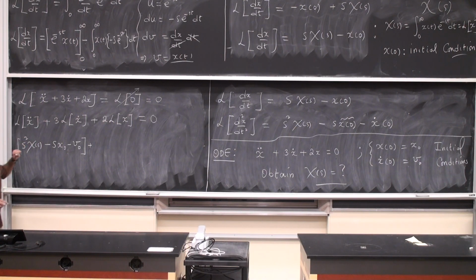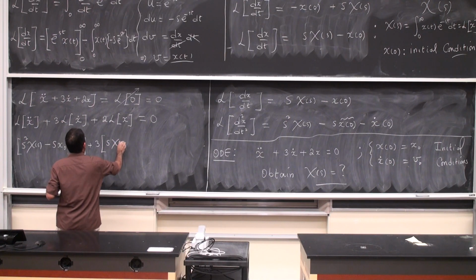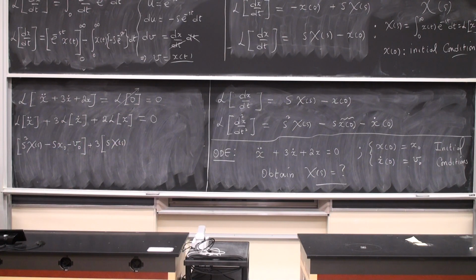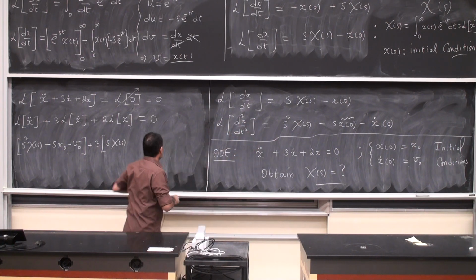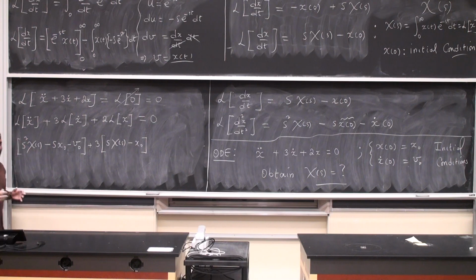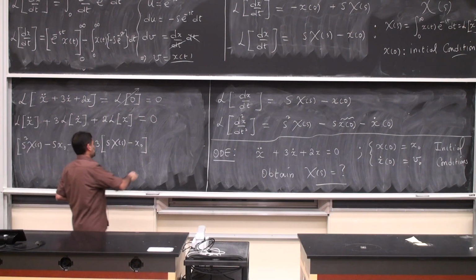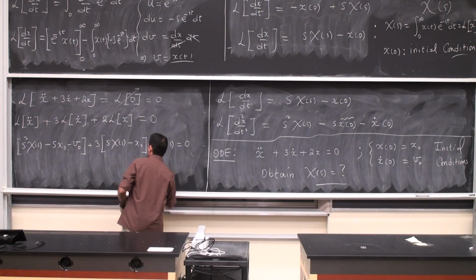Then 3 times Laplace of x dot is 3 times s X of s minus x of 0, which is x naught. So that's minus x naught. Laplace of x is capital X of s, is equal to 0.